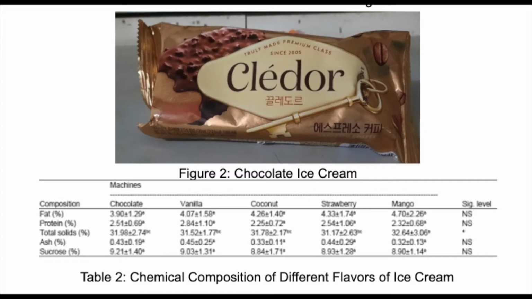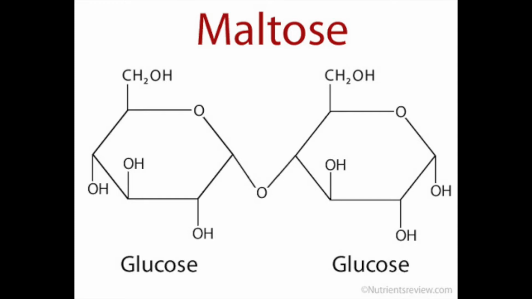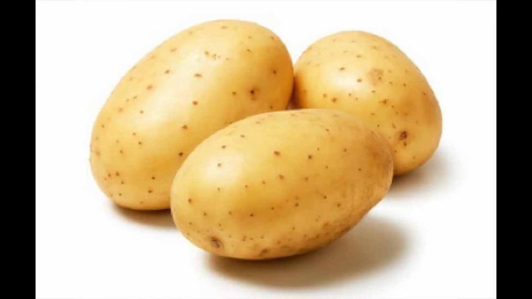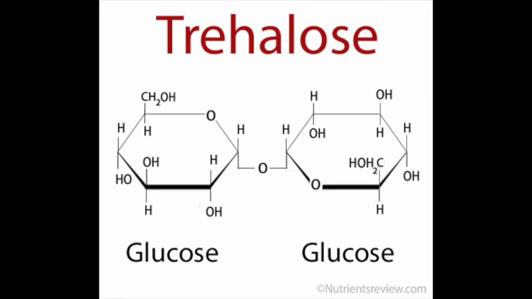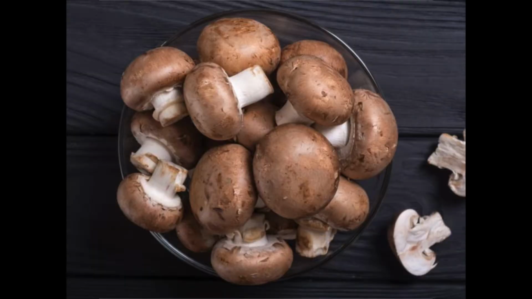A common household food that has disaccharides is ice cream. Like most dairy products, ice cream contains sucrose and lactose. And other forms of disaccharides found in different food are maltose, which can be found in food items like beer, bread, and potatoes, and trehalose, which can be found in mushrooms and other edible fungi.